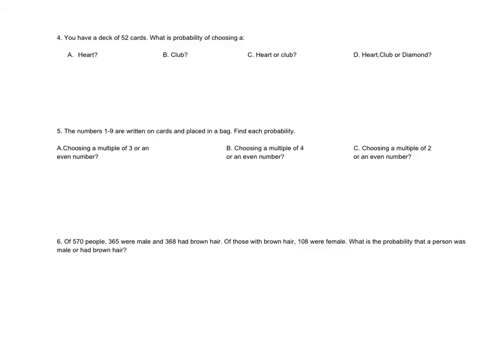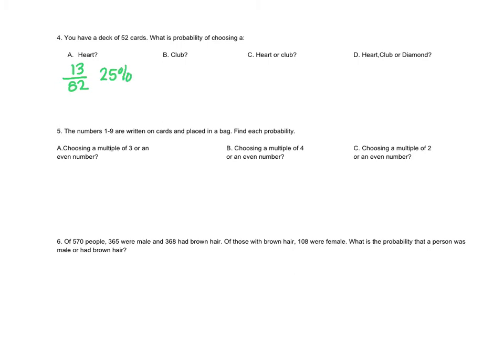Okay, so we have a deck of 52 cards. What's the probability of choosing a heart? We're going to divide 52 by 4 because there are 4 suits. So we have 13 out of a 52 chance. 13 divided by 52 is roughly a 25% chance.